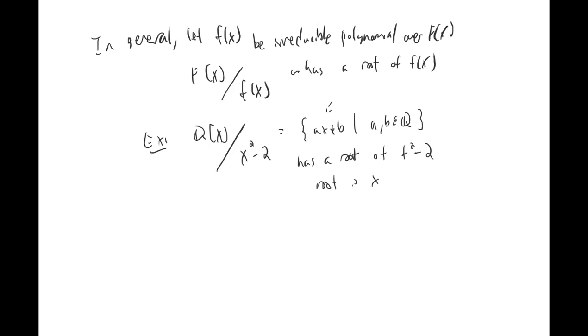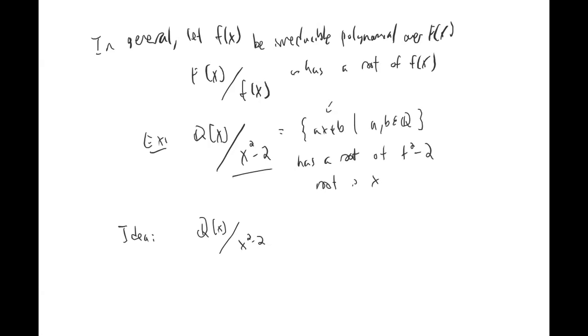X is a root of the polynomial t squared minus 2, because when you plug x in, x squared minus 2 is 0, right? From this condition, it has a root of whatever you model by. So that's sort of the idea. I don't think the professor went over this, but we're adjoining a root of x squared minus 2, so that's root 2, right?